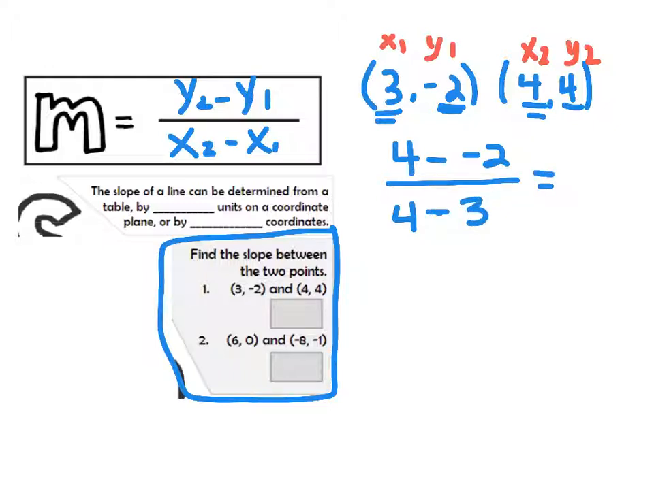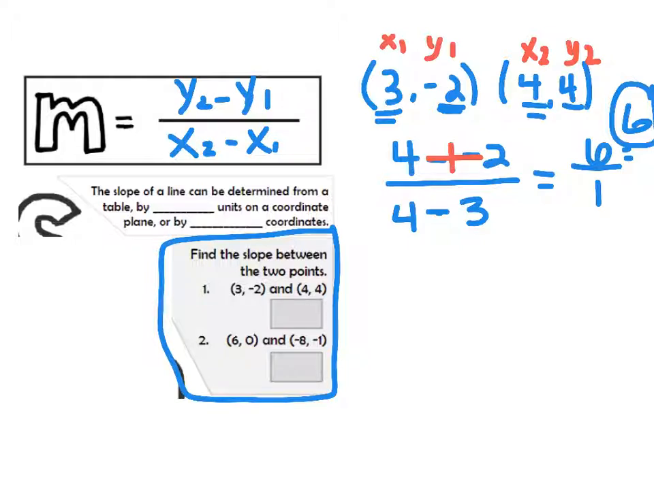Okay? 2 negatives make a positive there in the numerator, so this is really 4 plus 2, which is 6. And then 4 minus 3 is 1 in the denominator. So your slope is up 6 over 1, and that can be divided to just be a 6.